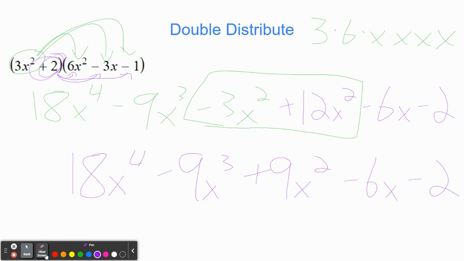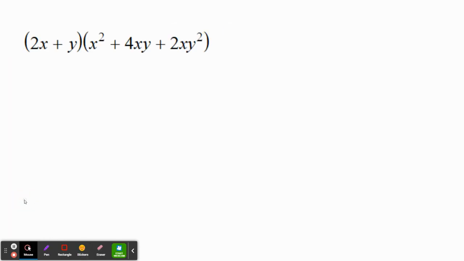Let's increase the difficulty here. Yes. Lots of terms that we have to deal with here. Let's start with red. I'm going to continue to double distribute. We'll do box on the next example.